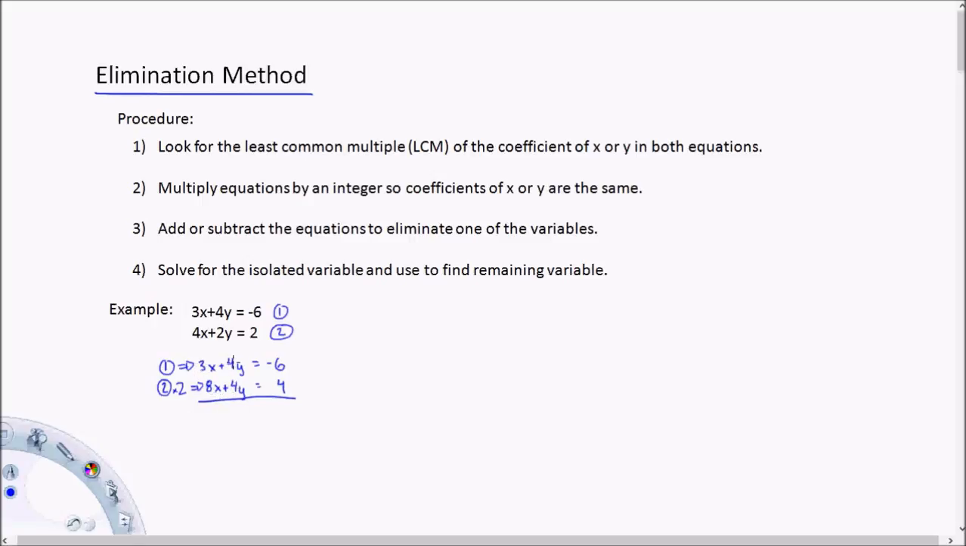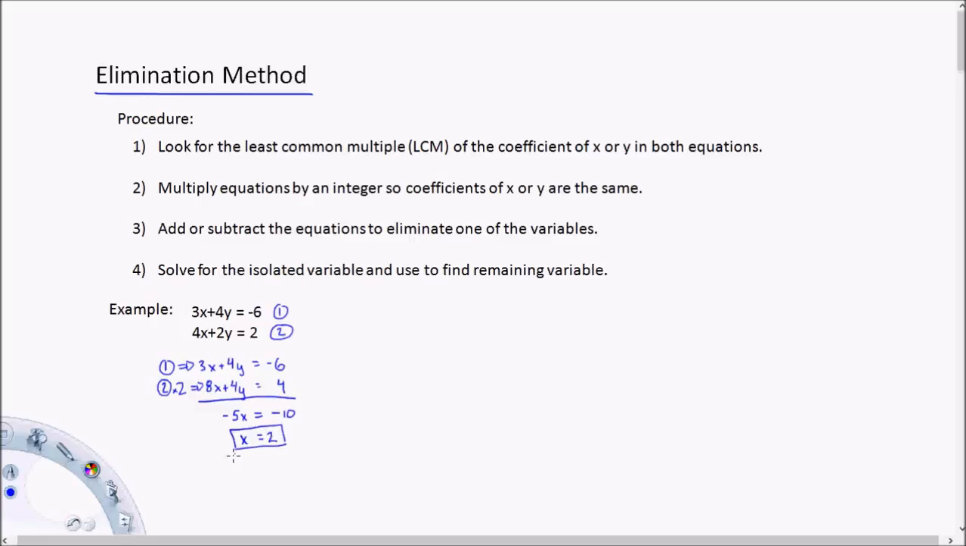So if we did 4y minus 4y, we would get 0y, which is just 0. We'd also have to do 3x minus 8x to get negative 5x. And finally, negative 6 subtract 4 is negative 10. If we then divide both sides by negative 5, we'd end up with x equals 2. And that's one of our answers.